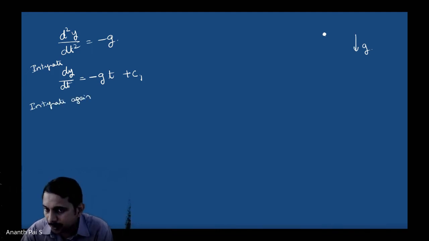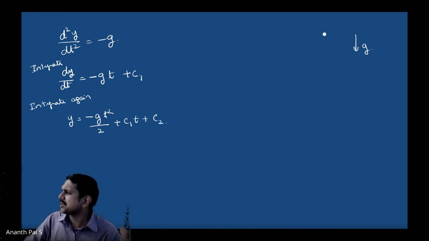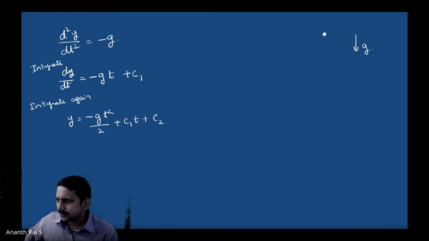Integrate again, and you will find y is equal to minus gt square by 2. I have taken a simple example purposefully because we are understanding the concept. No use of making it complicated. See, the most simple thing that can come is a falling stone.